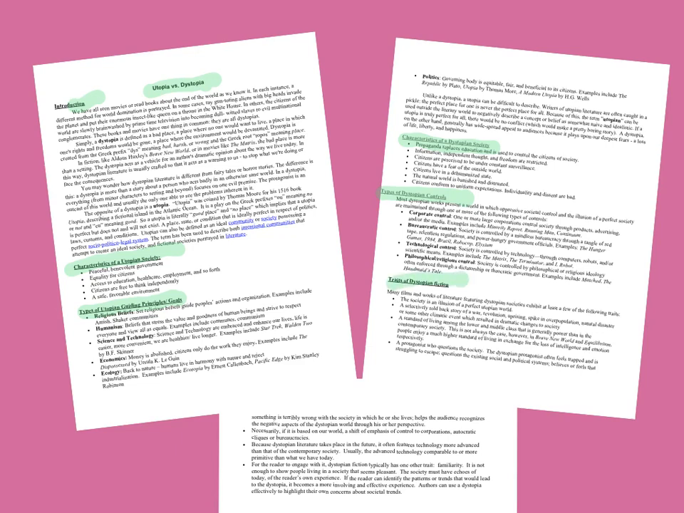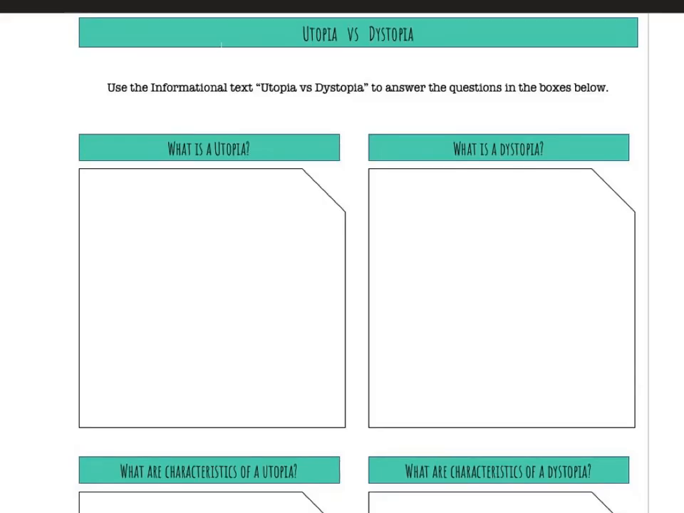Now, I didn't directly say that you had to follow ACE format. So if you did, great, you're awesome. But if you paraphrased, I'm also not mad at you. So let's go through this and let's discuss it because I want you to have a good idea of what a utopian society would look like and what a dystopian society would look like too.